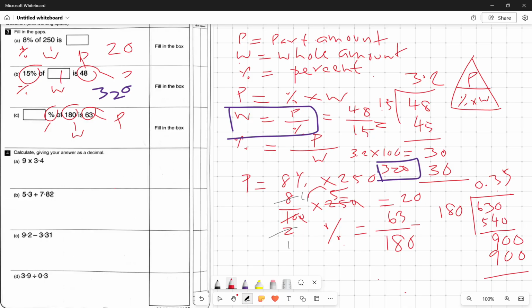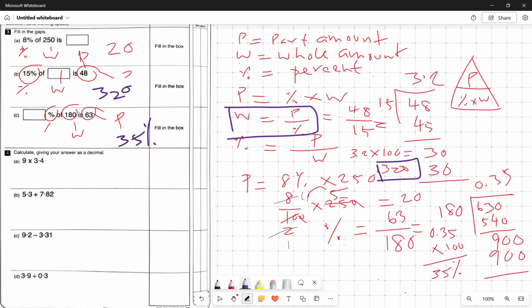So you will get the answer: 63 divided by 180 is 0.35. If you convert to percent, times by 100, it means your answer is 35%. So the question number 3C answer is 35%, right? And now go to question number 4.